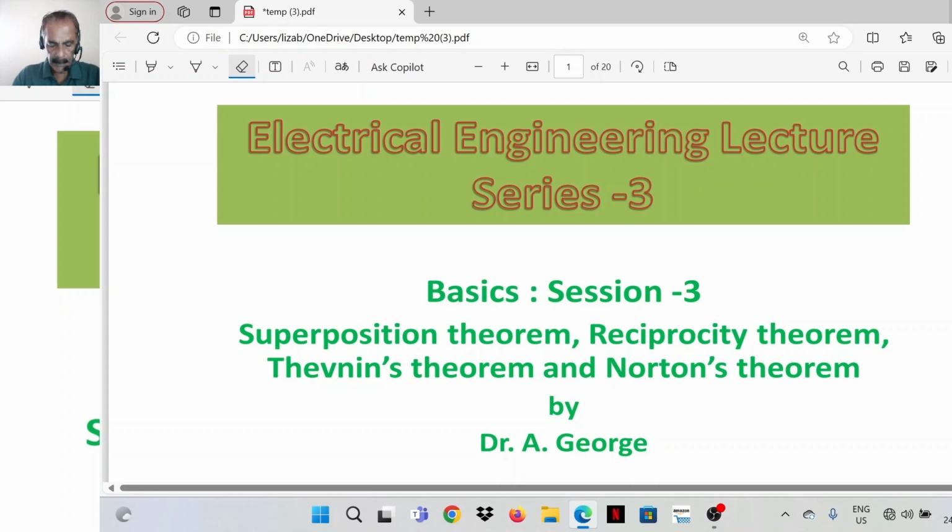So this is the third session. In this session, superposition theorem, reciprocity theorem, Thevenin's theorem, and Norton's theorem. These are the topics covered.